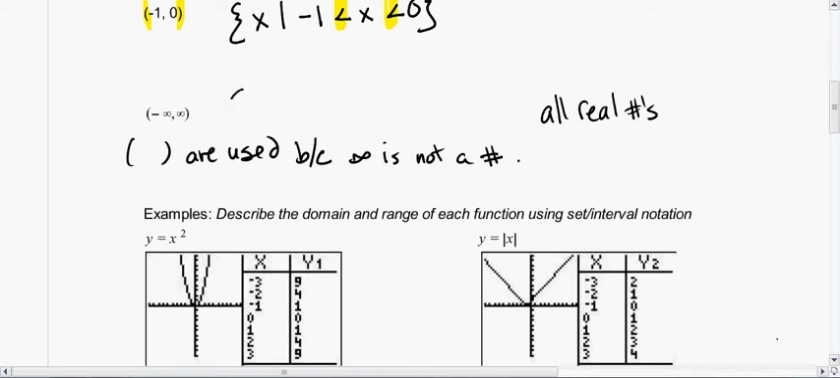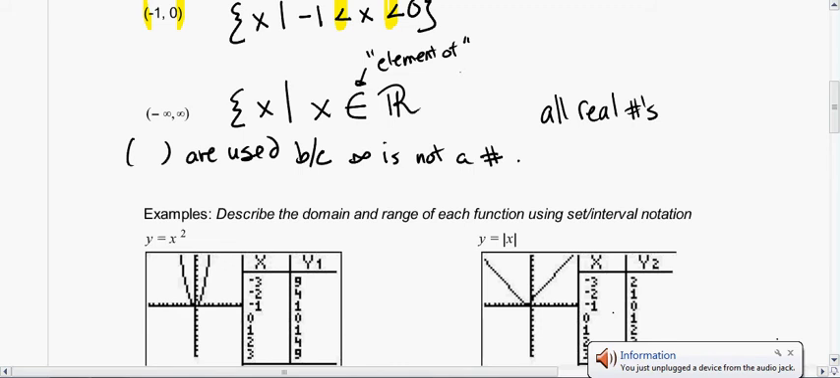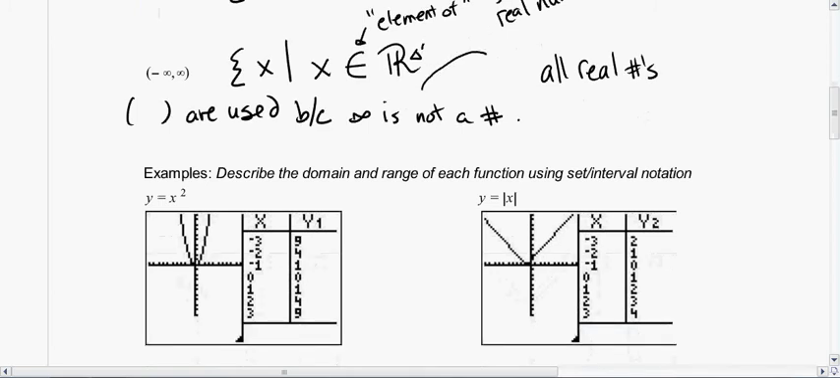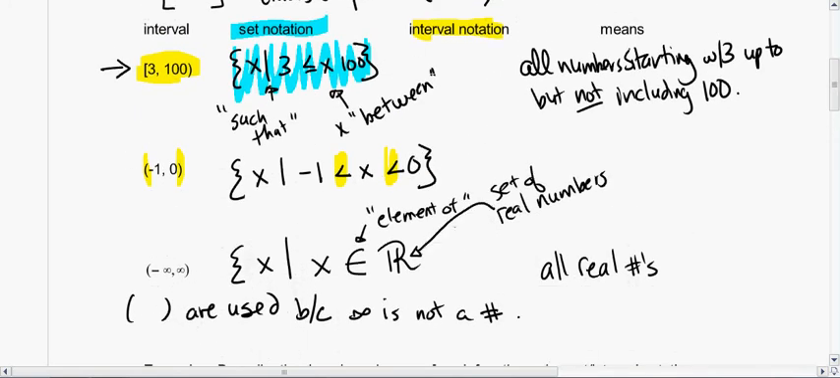And then if I were going to do this in set notation, I would say all x's, all numbers, such that x, and this symbol here means it's an element of, or it's part of, the group of all real numbers. And that symbol right there stands for the set of real numbers. I'm going to give myself some space for the last bracket there.